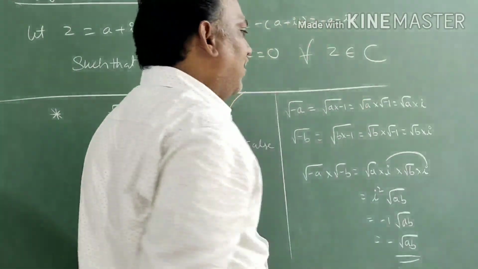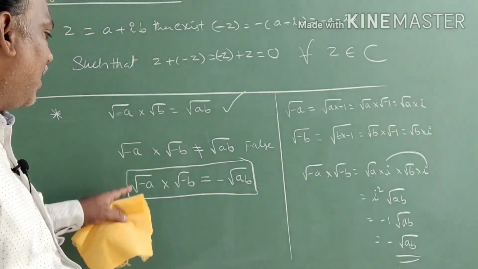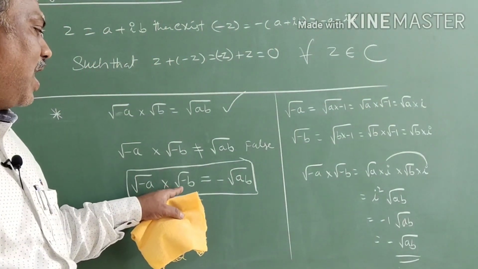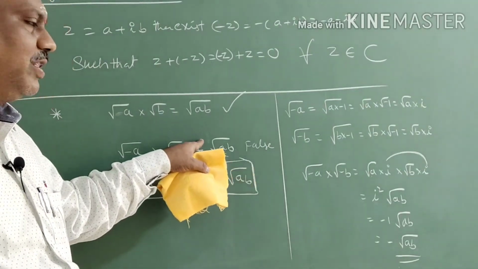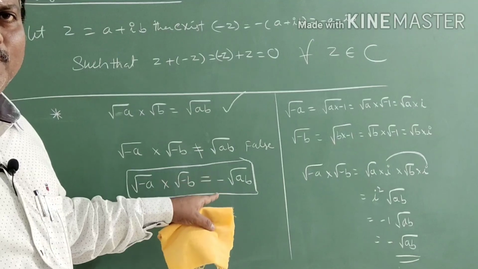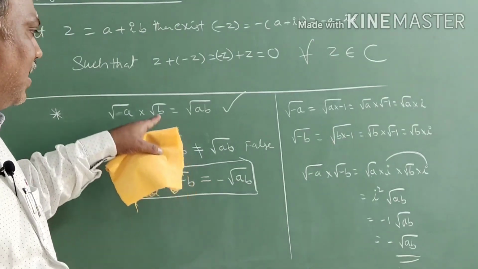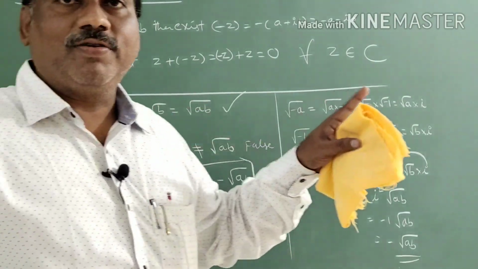So this is a very important property. Root over minus a into root over minus b is minus root over ab, not root over ab. You remember this. In complex numbers it will be satisfied; the other rule is satisfied under real numbers.